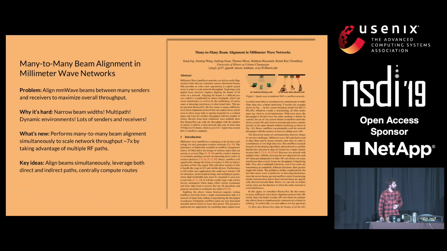So many-to-many beam alignment in millimeter wave networks, as the name implies, solves the problem of how you take a system that has multiple millimeter wave access points and multiple millimeter wave clients and simultaneously performs beam alignment across all of them. It takes that a step further, though, and remembers that we're trying to optimize the throughput globally across the entire system. And so what it does is it determines both the available direct paths between every AP and every client, as well as the indirect paths that take advantage of reflections within the environment to figure out what are the set of available paths, and then centrally computes the optimal scheduling of the RF paths to achieve the best throughput for the system.